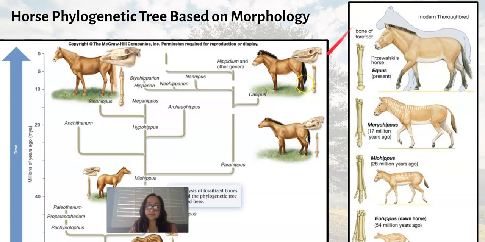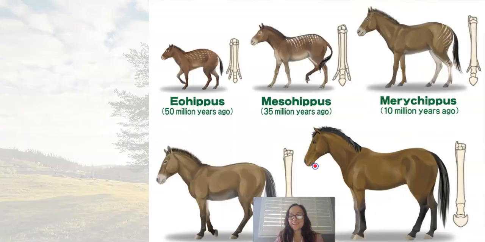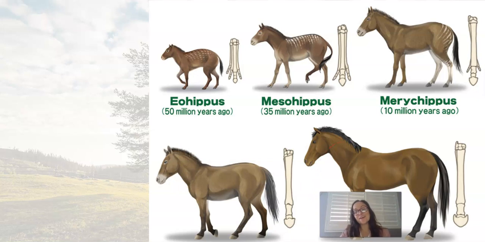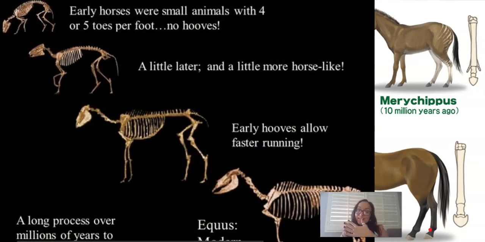When we build these trees using morphology, we're basically going off of the fossil record. One of my favorite examples is the evolution of horses. Through time in the fossil record, you can see how horse size as well as legs and teeth have changed, and you can see those transitional fossils. Up here, you have a horse maybe 50 million years ago, the ancestor to modern horses, with 4 or 5 toes per foot. And then as you move through time, the size of the horse increased as well as their feet.